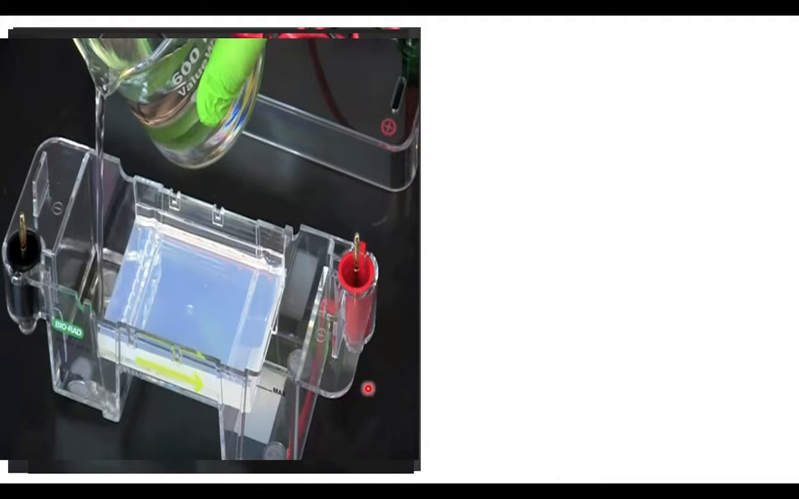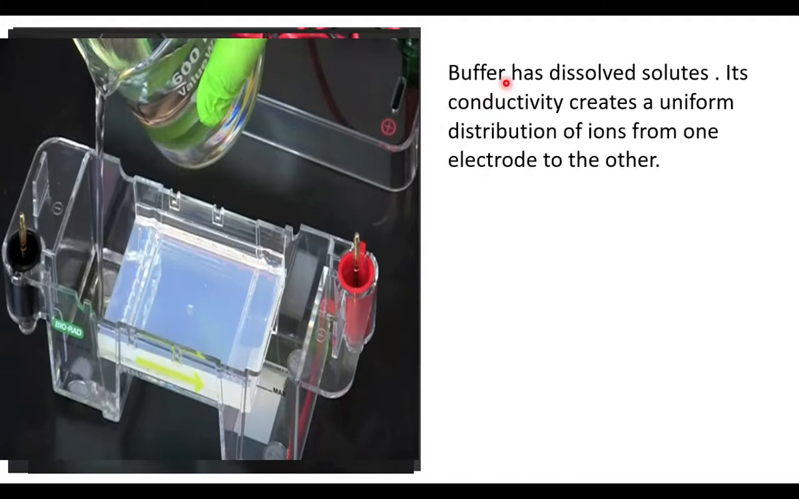What's the use of this solution? Buffer has dissolved solutes. Its conductivity creates uniform distribution of ions from one electrode to the other. We cannot use a distilled water-like substance because the solution must conduct electricity. Then only the molecules will move towards a particular electrode.